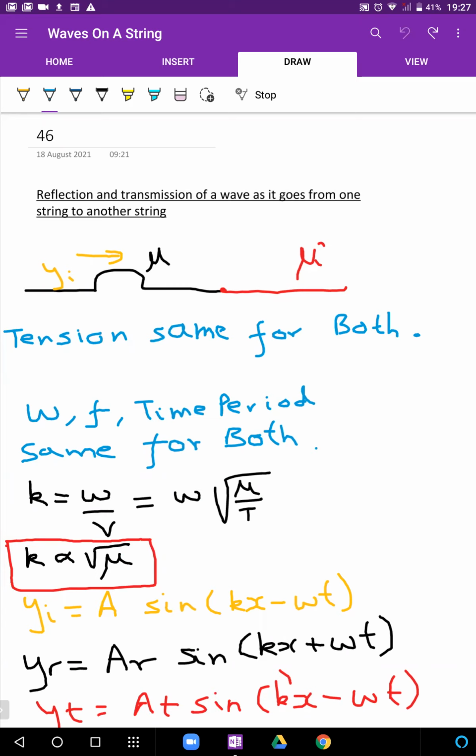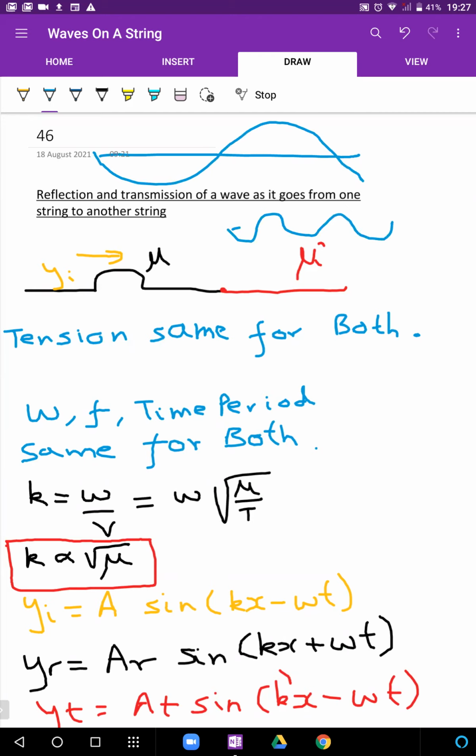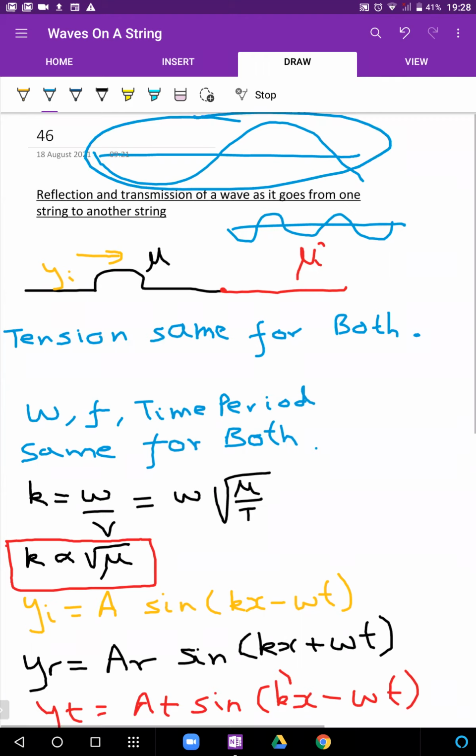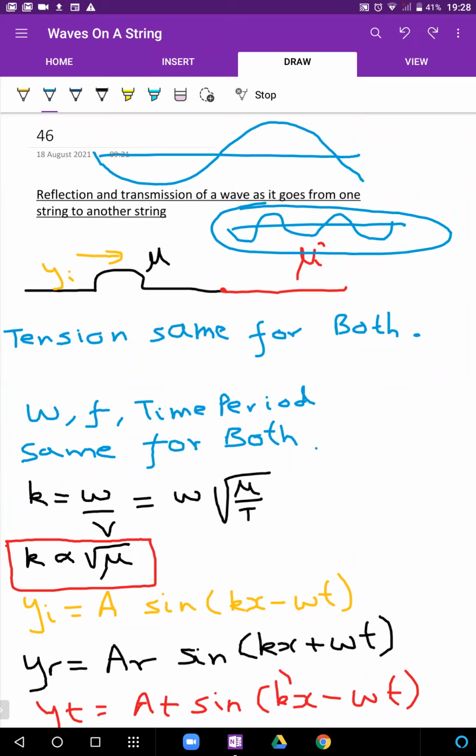Just to visualize, K is 2 pi by lambda. So you all visualize greater lambda as a wave where the wavelength is more, where you see fewer repetitions. Naturally, a diagram like this will have smaller lambda. So K is inversely proportional to lambda. So more K means smaller lambda. Sorry, I was saying it wrong. Yes, more K means smaller lambda. Bigger K, smaller lambda.